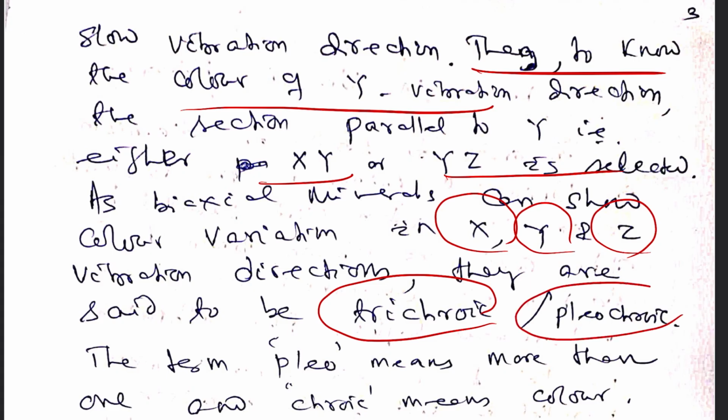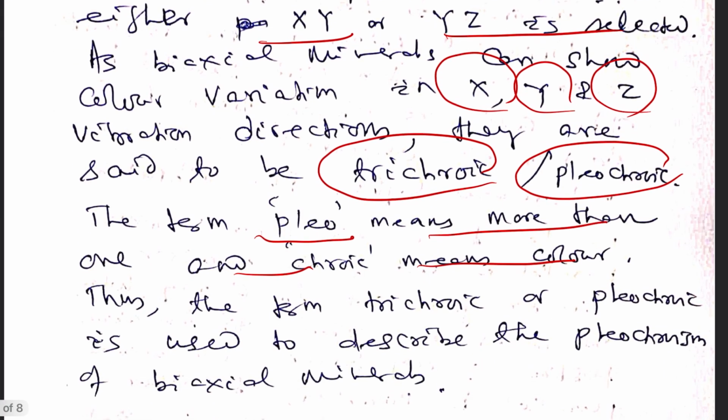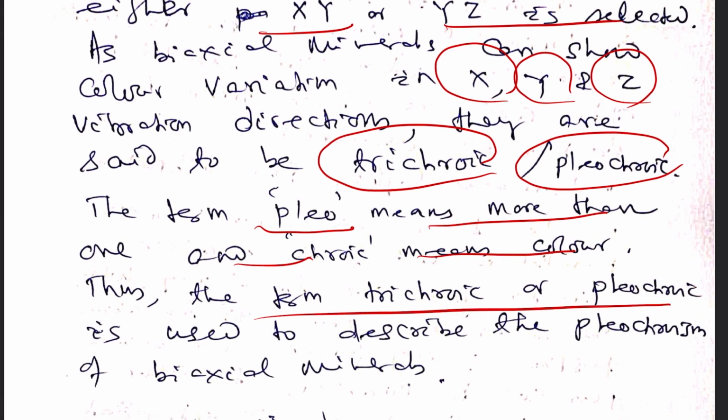and that's why the biaxial minerals are said to be trichroic, or they can simply be called pleochroic, whereas the uniaxial minerals are said to be dichroic because their color variation takes place either in the O direction and epsilon direction, or along the E vibration direction. The term pleo means more than one and chroic means color, and here in the case of biaxial minerals they are trichroic, or they can simply be called pleochroic.